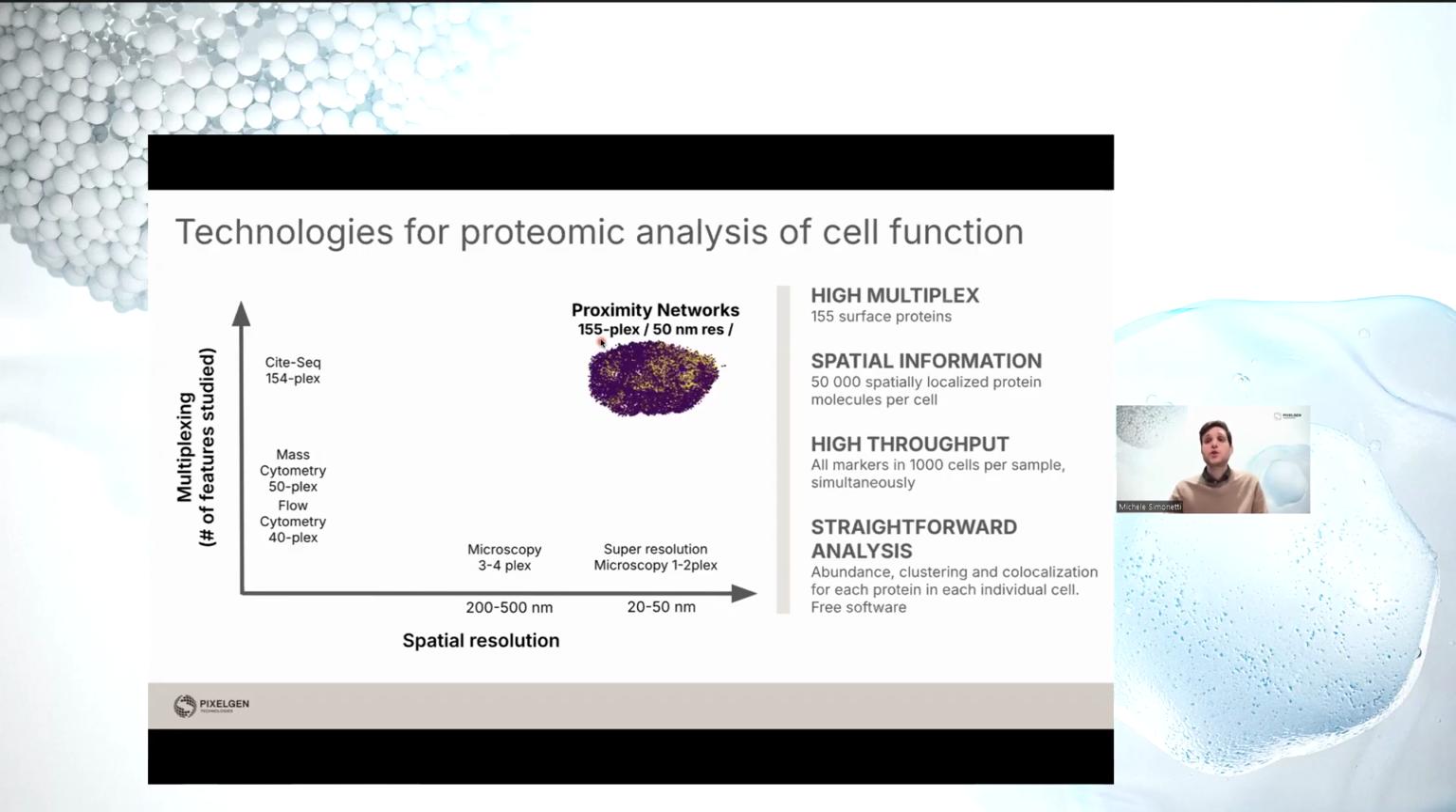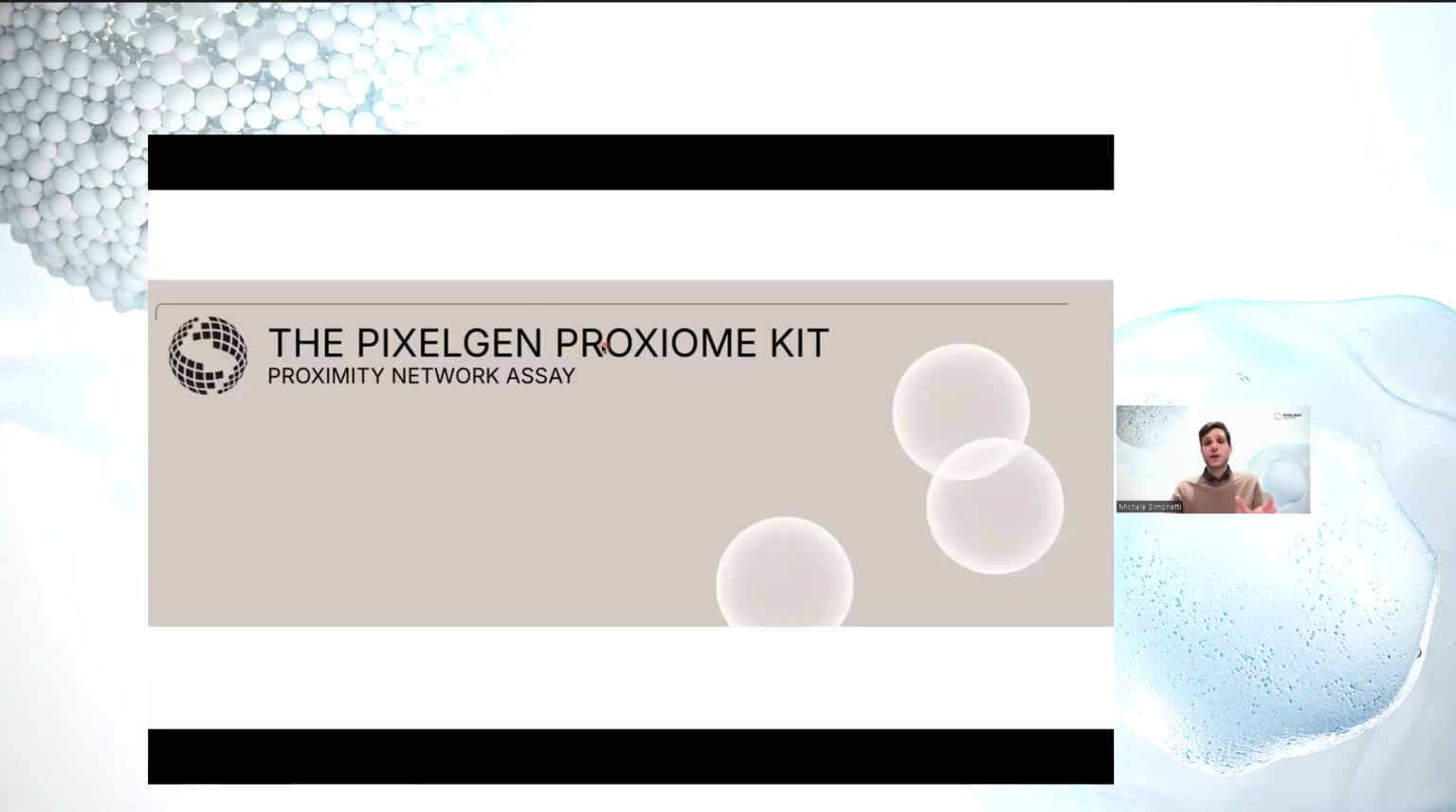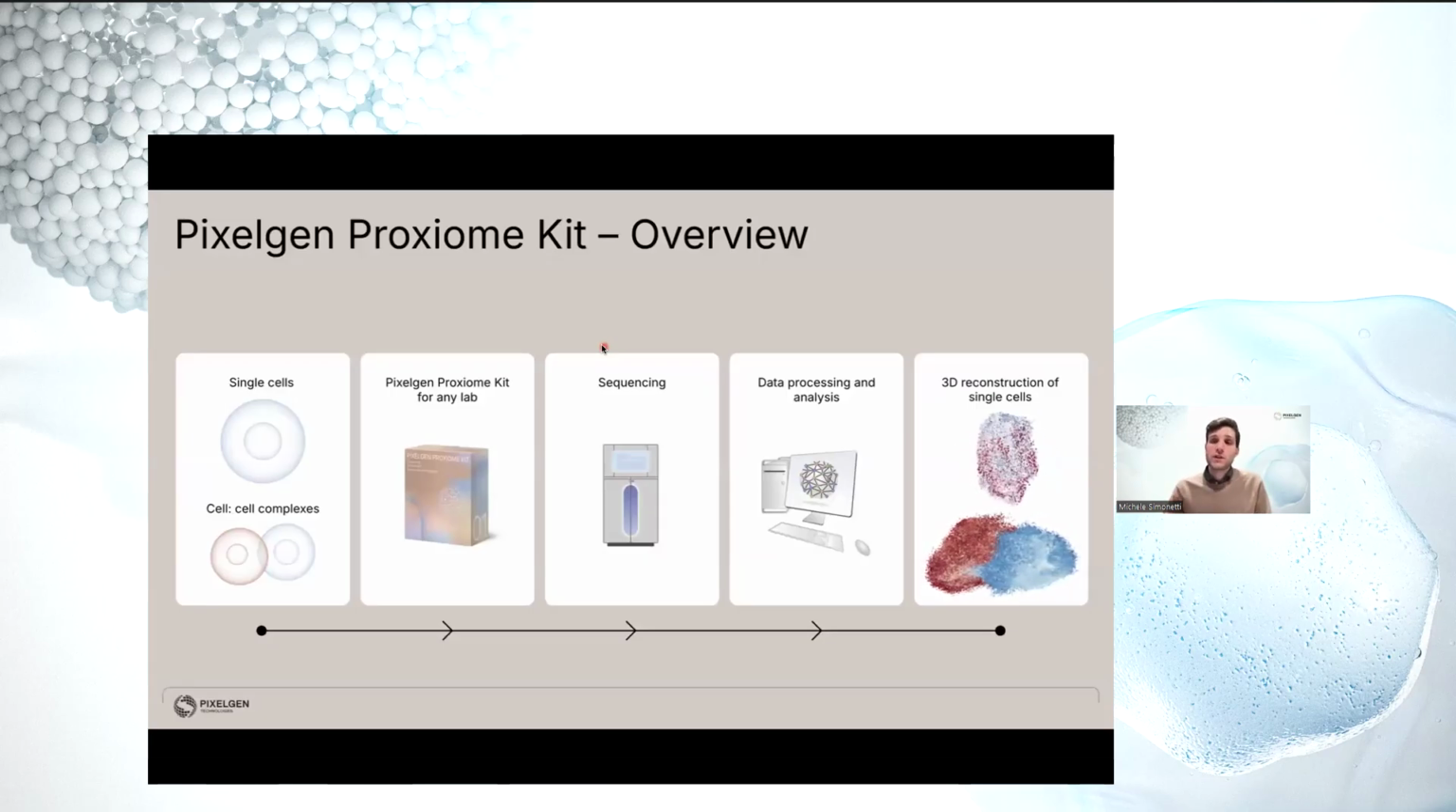And the answer is that we do not actually use light to read and see where proteins are localized on the cell surface, but our method is a sequencing-based method. What we offer is a sample prep kit, so you will be able to work with single cells in suspension in PCR tubes. You will also be able to identify cell-to-cell complexes.